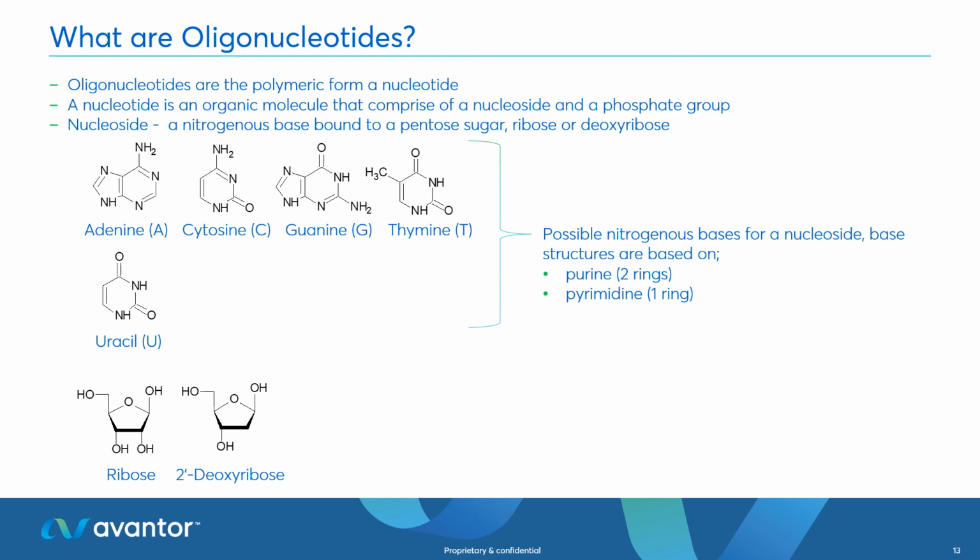So can we use this approach with the analysis of oligonucleotides? Initially, what are oligonucleotides? Oligonucleotides are the polymeric form of a nucleotide. So what's a nucleotide? A nucleotide is an organic molecule that comprises a nucleoside and a phosphate group. A nucleoside is a nitrogenous base bound to a pentose sugar, in this case a ribose or deoxyribose. And we can see here the structures that are available for making up those nucleosides. It should be noted that there are a finite number of structures that form the basic building blocks of a nucleoside and hence an oligonucleotide.